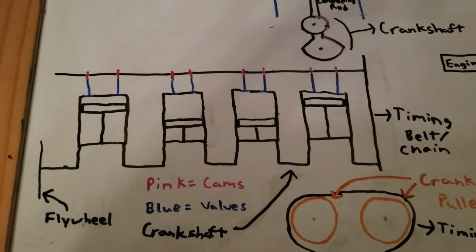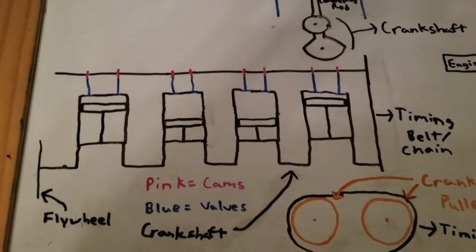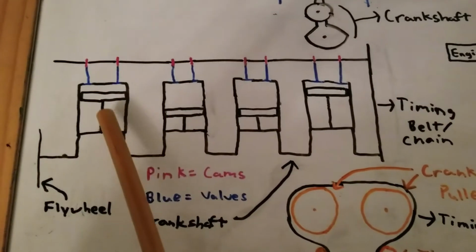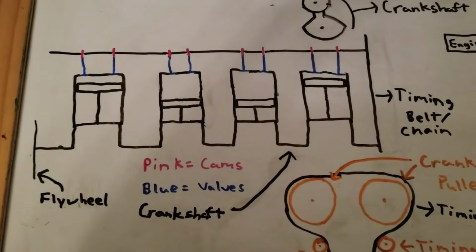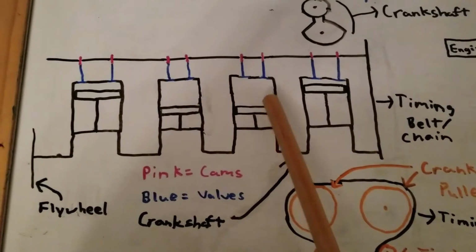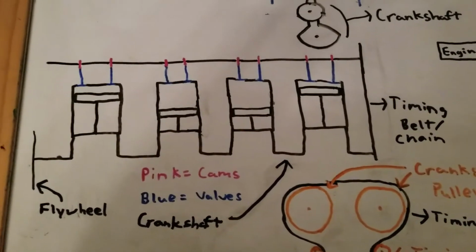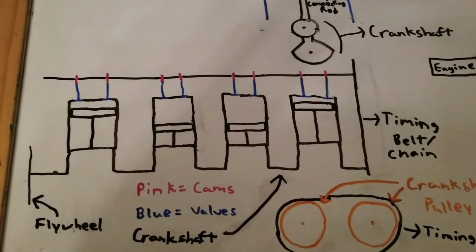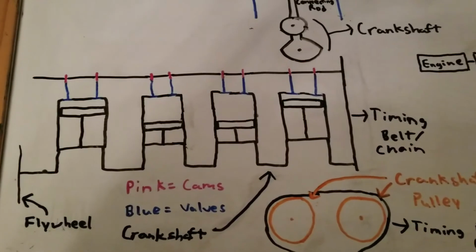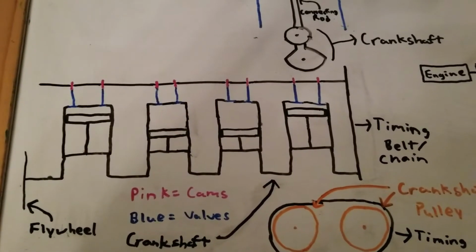The pink parts are the cams and the blue parts are the valves. As you can see here, these two pistons are at TDC or top dead center, while these two pistons are at BDC or bottom dead center. This here is the flywheel. The flywheel is a heavy wheel that allows the crankshaft to maintain its momentum.